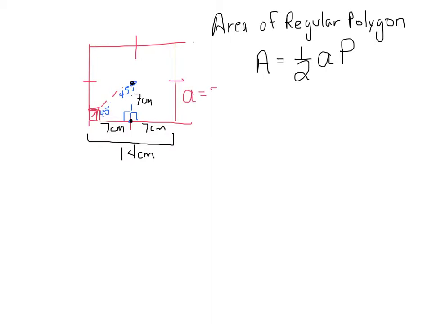The apothem is 7 centimeters. I need the perimeter. Well, what's the perimeter? Let me put it on the side. When you're looking for the perimeter, that is the number of sides that you have on a polygon times the side length.